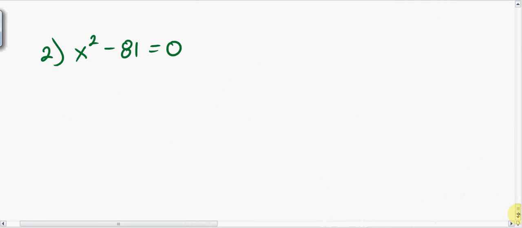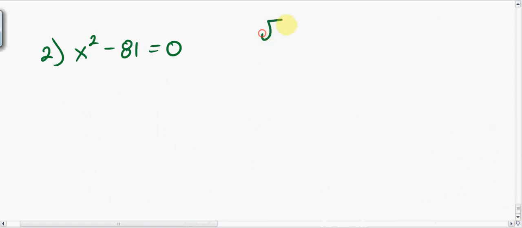The last problem of the section is x squared minus 81. Hey, that looks like it might be a special pattern. You want to ask yourself 3 questions. Do you have a binomial? Yes, you do. Is there subtraction? Yes, there is. Are each of the terms perfect squares? Yes, they are. So if you answer yes to all 3 of those questions, you know you have a special pattern.